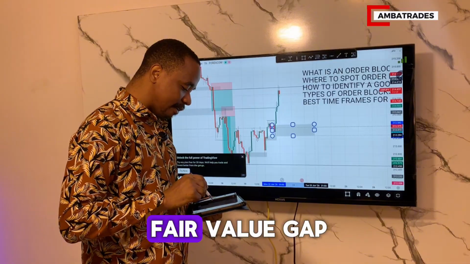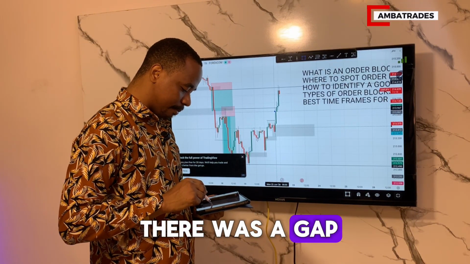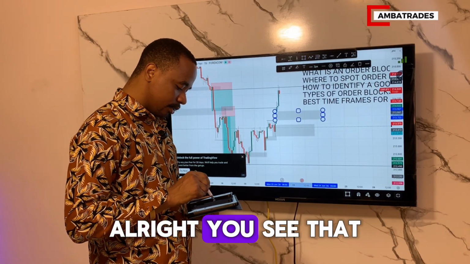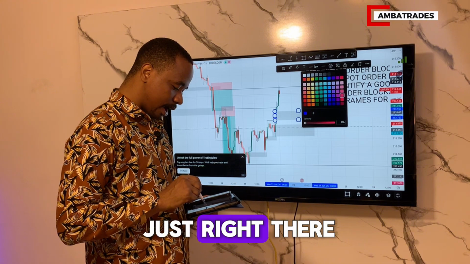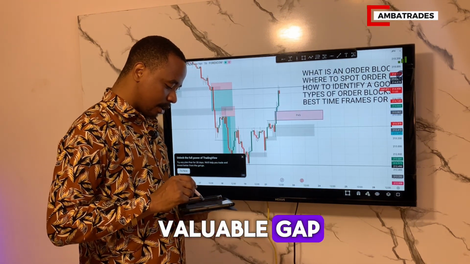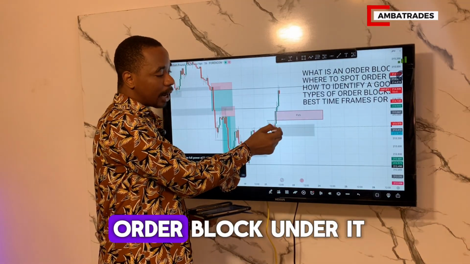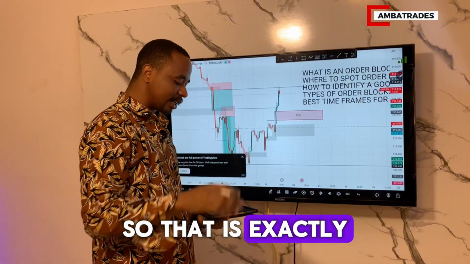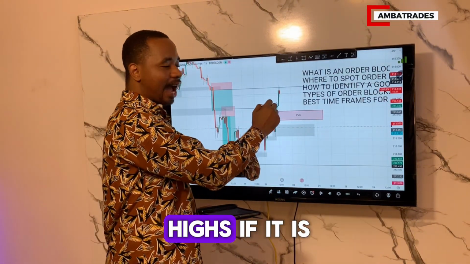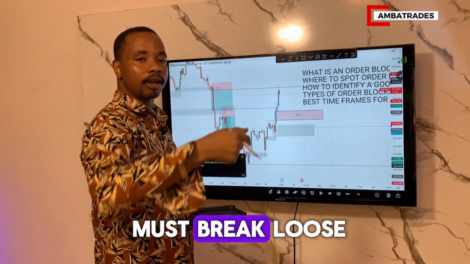Now, where is the fair value gap? If you check at this other candle, you will see that there was a gap just right here, making this a fair value gap. This gap that you are seeing right here is a fair value gap and it has an order block under it. So that is exactly how to spot a very good order block. Remember, it must break highs. If it is on a bearish trend, it must break lows.